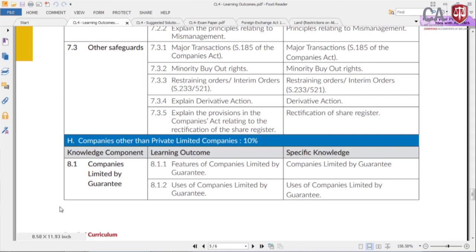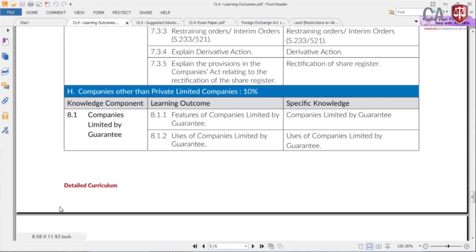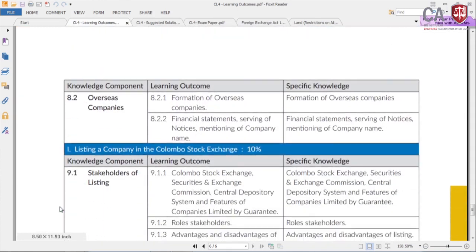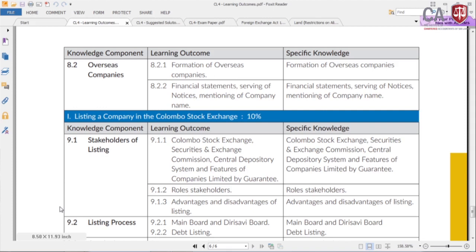Then, other companies other than private limited companies, we have dealt with companies limited by guarantee. So the features of companies limited by guarantee, where you need to have specific knowledge, and the users of companies limited by guarantee, having good knowledge of the users. Then on overseas companies, the formation of overseas companies, how to form an overseas company.